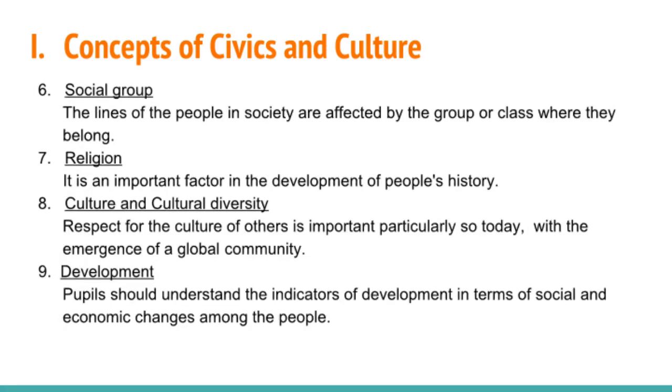Social group. Every person belongs to a social group: their family, group of friends, organizations and associations. People in the community are classified into classes. Some are in the higher class, some are in the middle, and some are in the lower class. The lives of the people in society are affected by the group or class where they belong. Religion. People have their own religious beliefs. They group together to form their own churches. Religion plays an important role in the life of the person and the community. Religion affects the behavior of a person and of the community. It creates a pattern of behavior for the members of the community. As such, it is an important factor in the development of people's history.